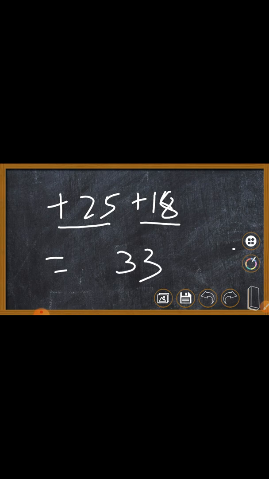So what if it would have been plus 25 plus 18? Then also same signs. Yes, and you would have written 33. Yes, same sign, so you would have added and written 33. And since both of them have a plus sign before them, that's why the answer would have been plus 33.